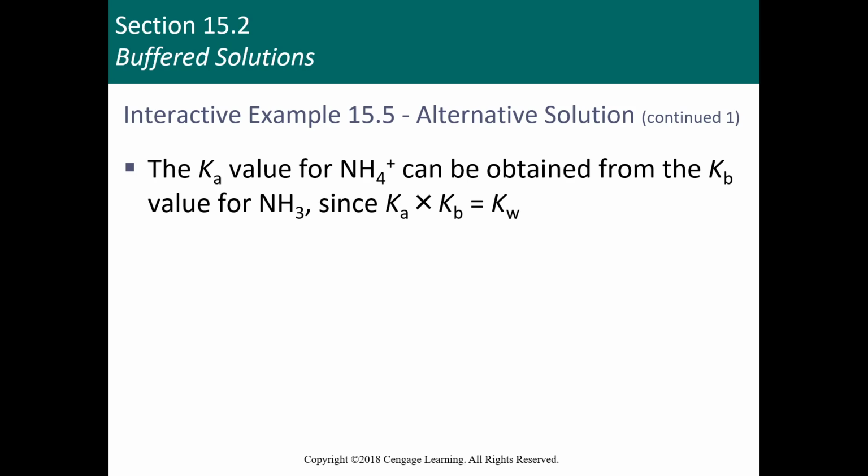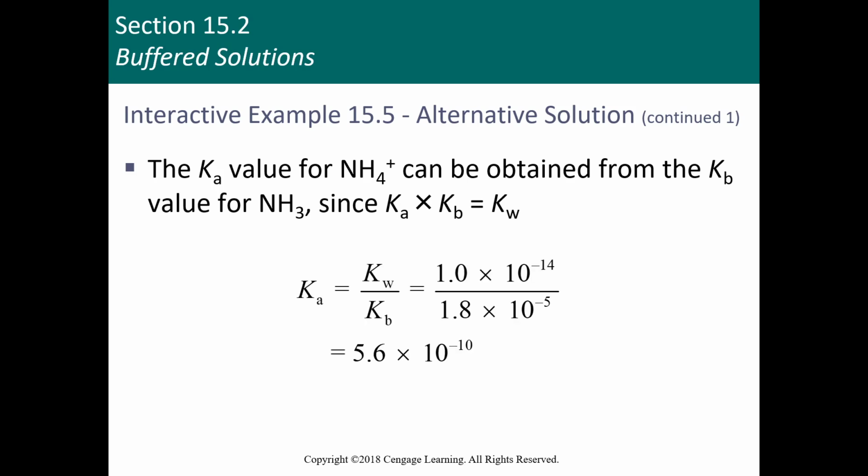Okay, so our Ka value for NH4 plus can be obtained from our Kb value. How do we do that? Well, we always take the Kw divided by the Kb, in this case, and that will give us the Ka. And so we take Kw divided by that Kb we were given, and that'll be our Ka.